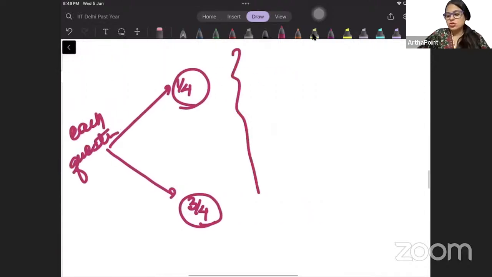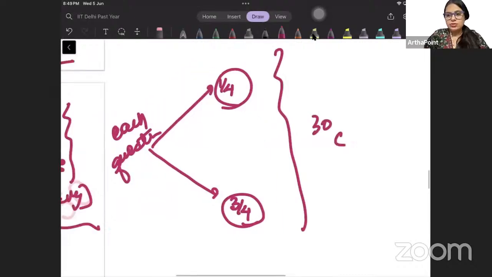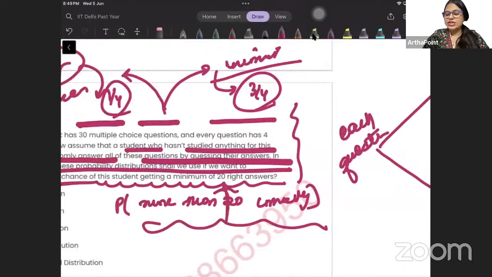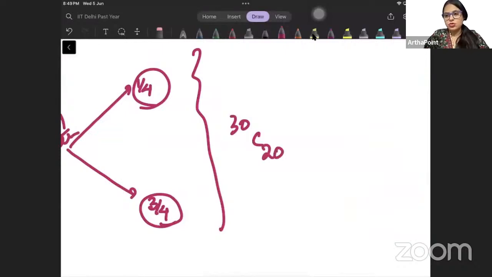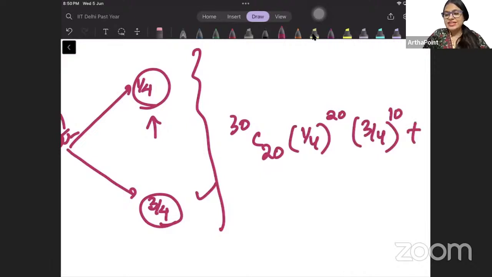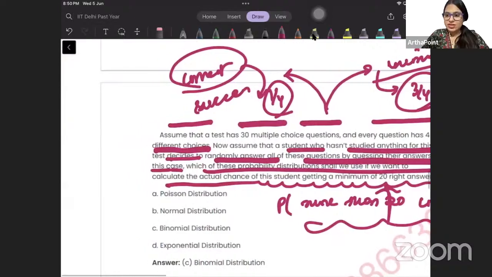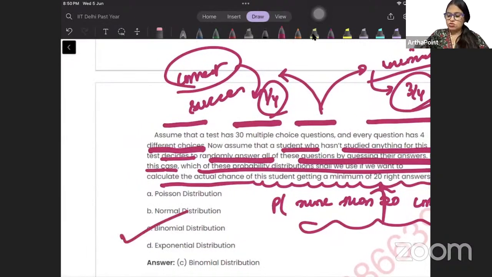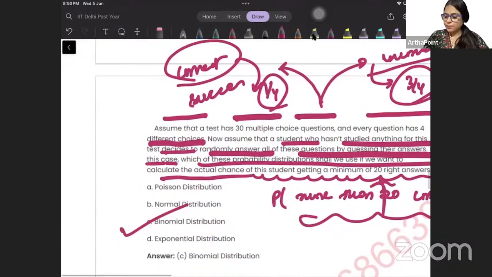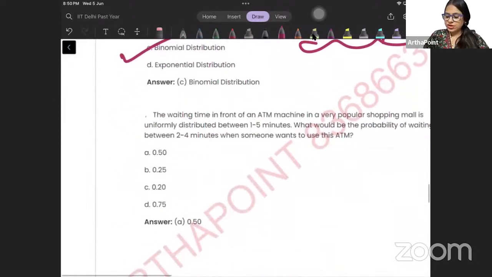And there are 30 questions. So out of 30, we want him to answer 20 correctly, times the probability of answering correctly and the probability of answering incorrectly. And it says at least 20. So 20 or more than 20, so 30C21, 30C22, I will repeat the process. But try to understand that I am using a binomial distribution. So the answer will be binomial. Okay. Now come to the next question.